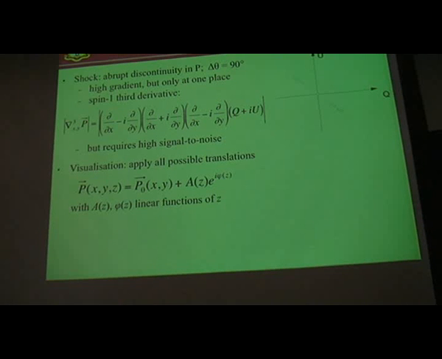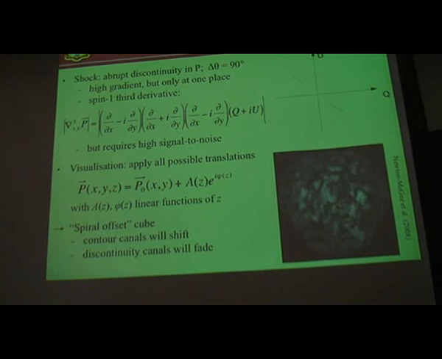What's more, contour canals and shock canals will have different properties. In this, what we call a spiral offset cube, a contour canal will actually shift as you add an offset to it. If you add the right offset, the canal will simply shift to somewhere else along the track. However, a discontinuity canal can only ever occur in one place, so rather than seeing the canal shift, you'll actually see it fill in and fade out again. So you can have a very complicated map full of all different types of canals. Some of them will wobble from side to side as you add this spiral offset, and others will actually appear and then vanish again.